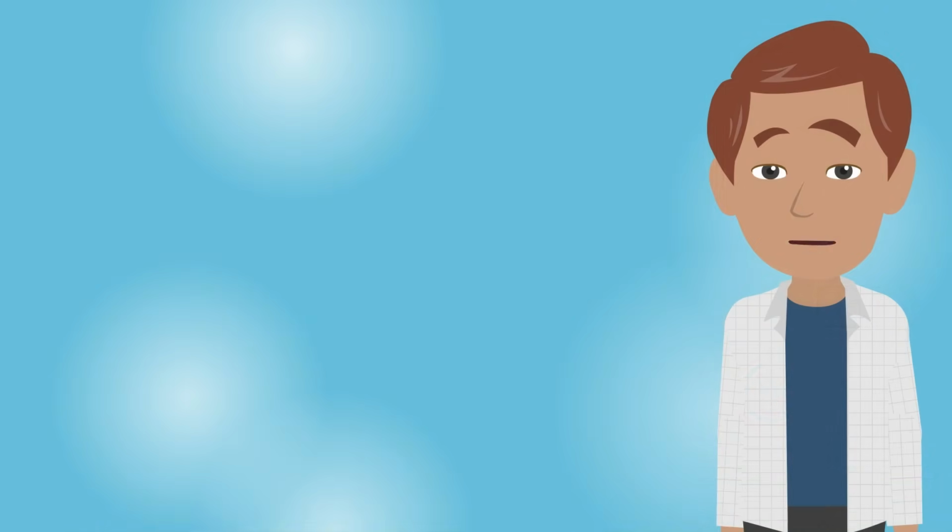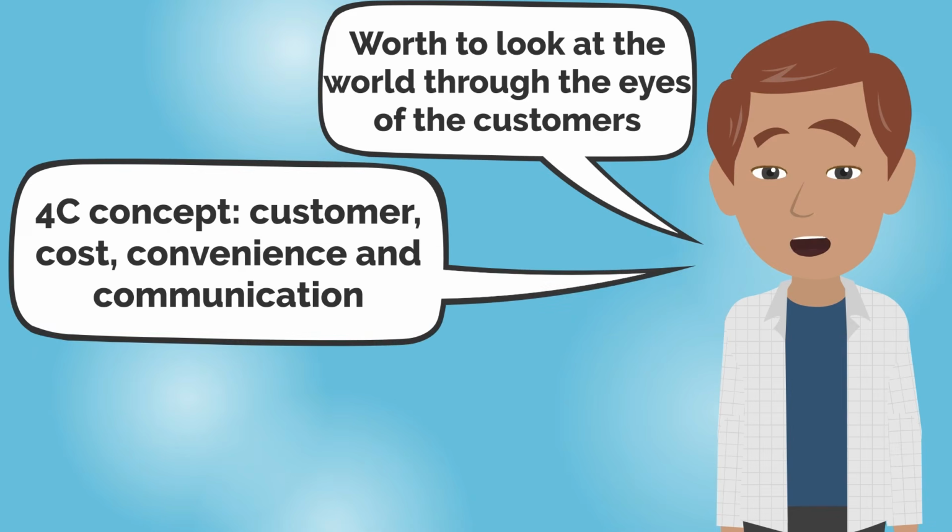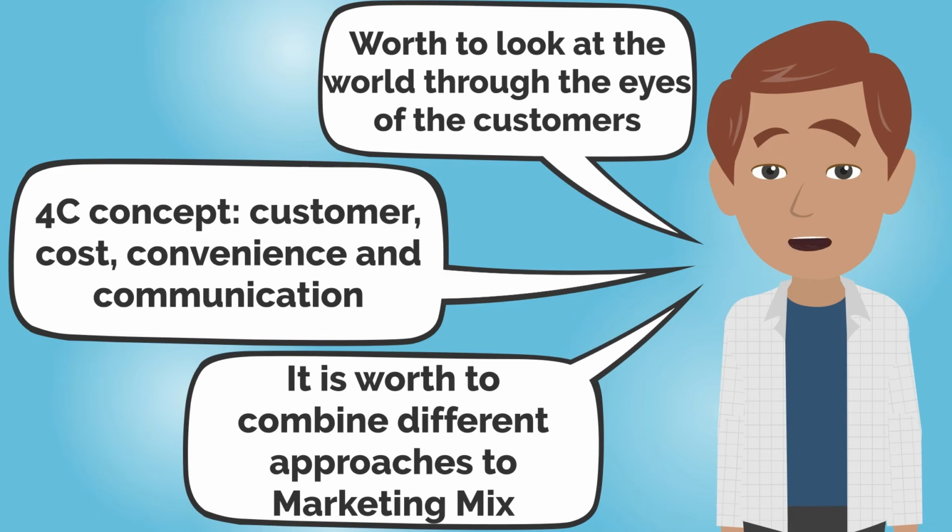In conclusion, from today's video, we've learned that in modern marketing, it is sometimes worth to look at the world through the eyes of the customers and consider their emotions, needs, and motivations. We've got to know the components of the 4C concept: customer, cost, convenience, and communication. We've also learned that it is worth to combine different approaches to marketing mix to achieve marketing goals in a more effective way.